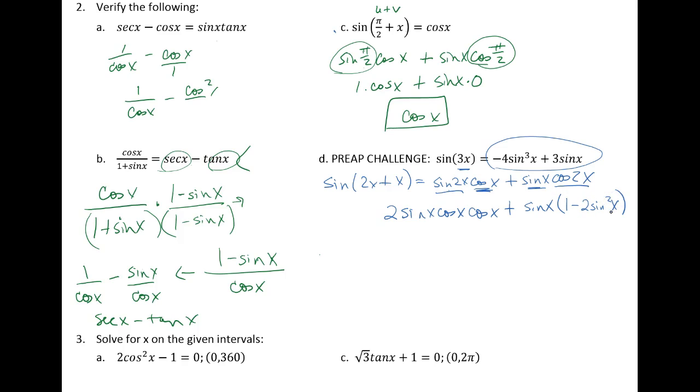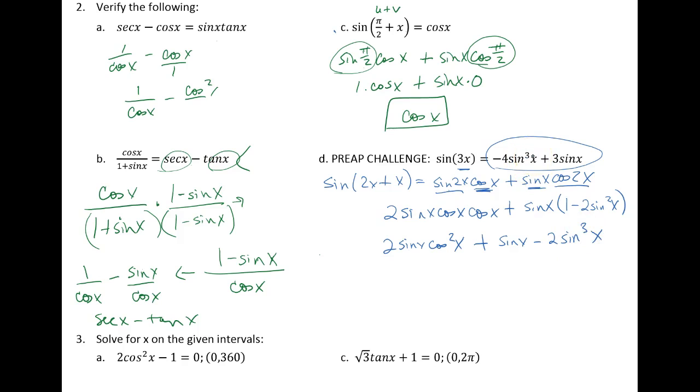Now what? Now I don't know. Let me just kind of simplify and clean this up. This can be written as 2 sine cosine squared, and then plus, let me distribute this, sine x minus 2 sine cubed x. Okay, this is getting exciting because we're starting to get cubes, kind of like up here.